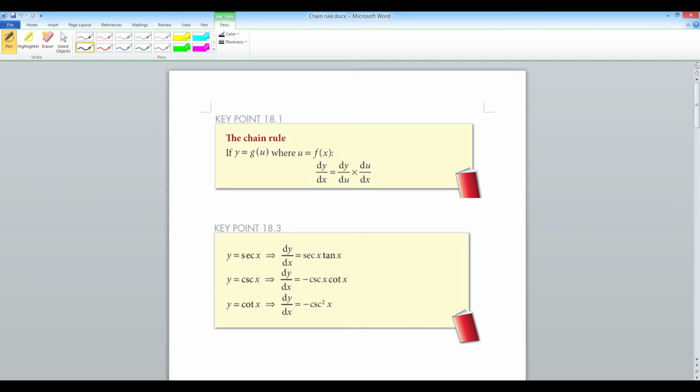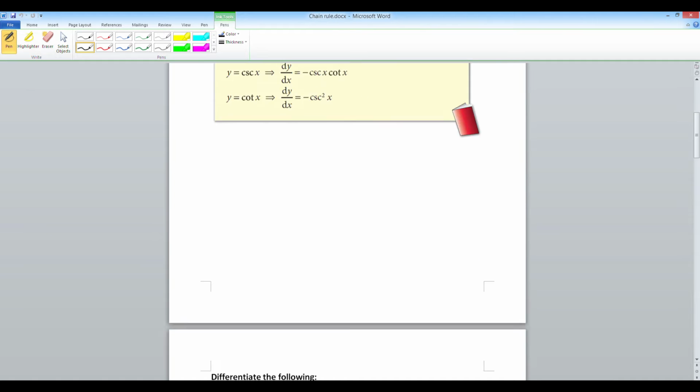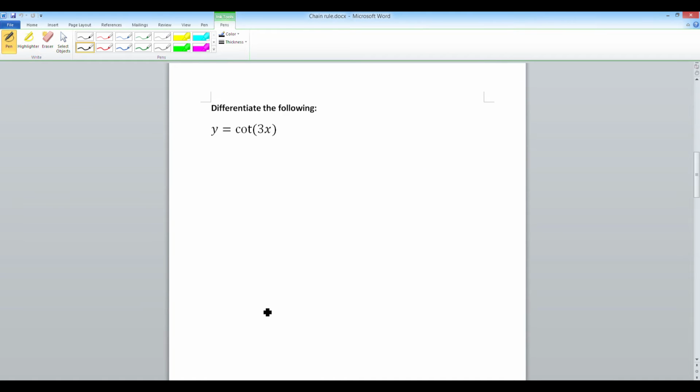Then here are just some key points: the derivative of secant of x, cosecant of x, and cotangent of x. We will quickly use cotangent of x to find the derivative thereof. Here is an example. Differentiate the following: y is equal to cotangent 3x. So I notice if it was just cotangent of x, I could have used basic differentiation, but it is cotangent of 3x. So I can see here this is a composite function.